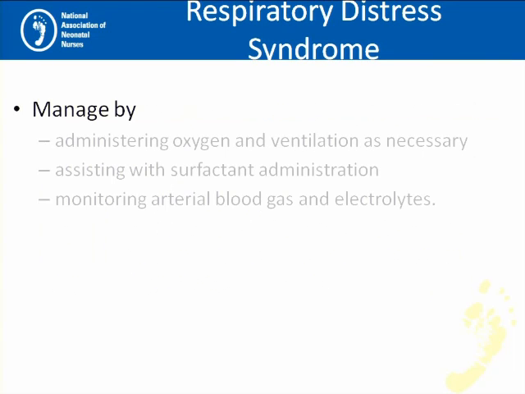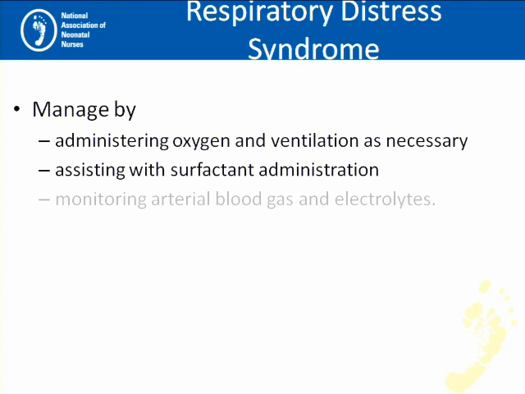oliguria, and hypotension. We manage this by administering oxygen and ventilation as necessary, assisting with surfactant administration, monitoring arterial blood gases and electrolytes, monitoring blood pressure for hypotension, monitoring for complications including air leaks, persistent ductus arteriosus or PDA, chronic lung disease, intraventricular hemorrhage, and possible retinopathy of prematurity.